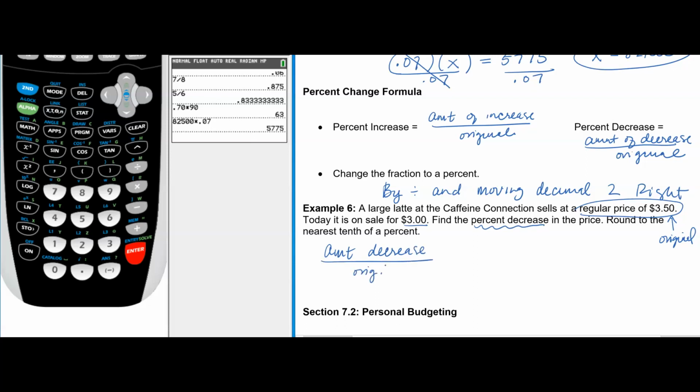So it decreased, let's see, we're going to take our original, so $3.50, and subtract $3. That tells us how much it went down by. $3.50 minus 3 is 50 cents. So it went down 50 cents, and the original price is $3.50. So you'll see in this one that $3.50 is repeated both in the numerator and the denominator. So when you divide these numbers, I'm going to take 0.50, so 0.5.